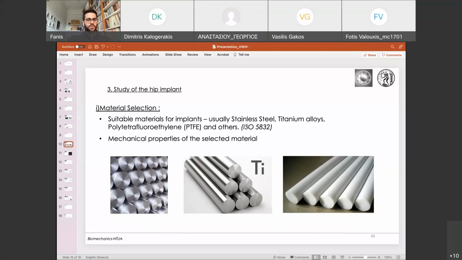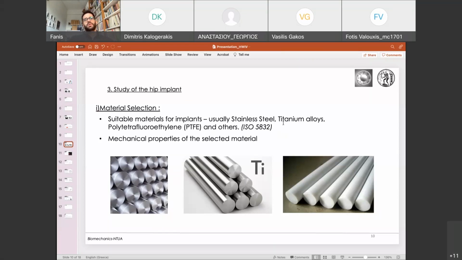There's a relevant ISO also for that, and many other standards such as DIN, ASM, and stuff like that. So for example, usually for implants and for implantable materials, some very common materials are stainless steel. Not all stainless steel, there are specific grades, of course, but also some titanium alloys are very common. And PTFE is also a very common solution. PTFE, you might have heard it as Teflon. Teflon is a trade name, but PTFE is the material's name. So keep that in mind when you're dealing, especially with medical devices.